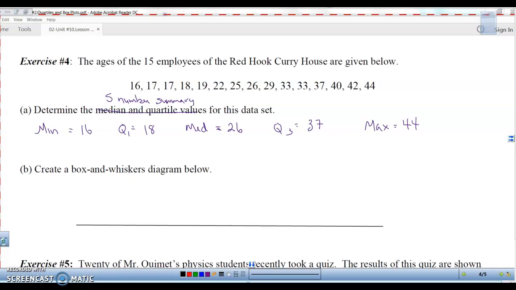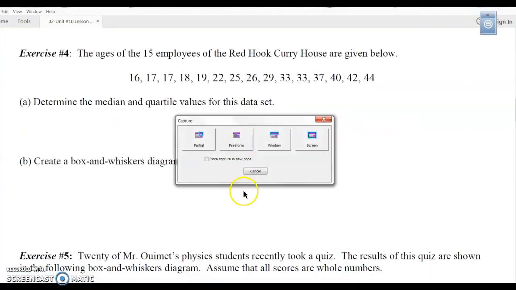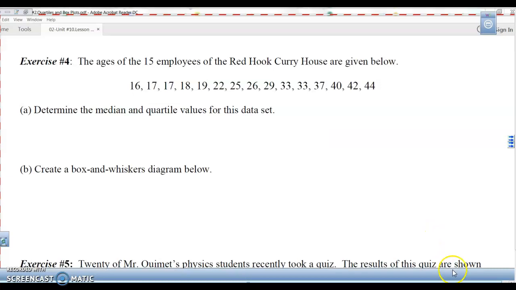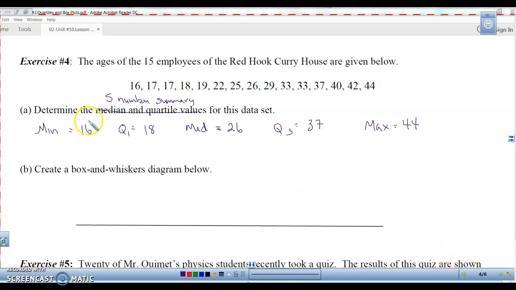Okay, let's finish off the rest of the box plot notes. All right, so what we have here is the 5-number summary that we left off with. The minimum, quartile 1, median, quartile 3, and the maximum we found using the calculator and decimals. All right, so to create a box and whiskers diagram, we have to have a scale.